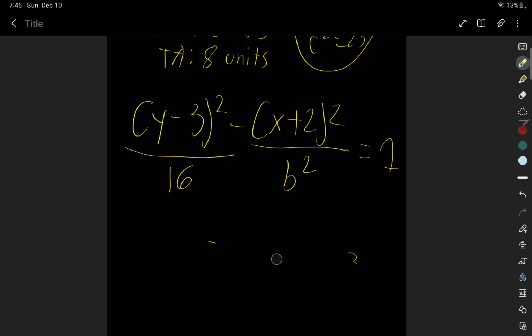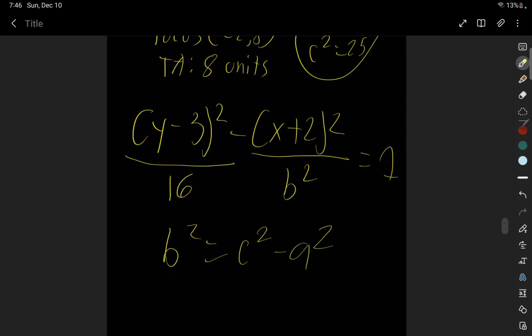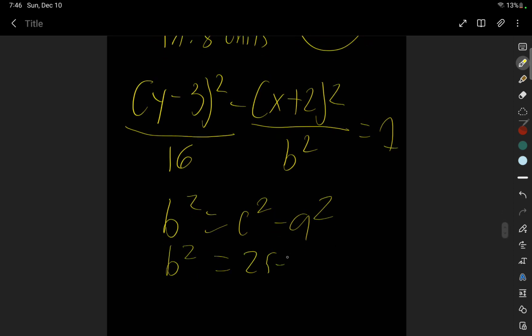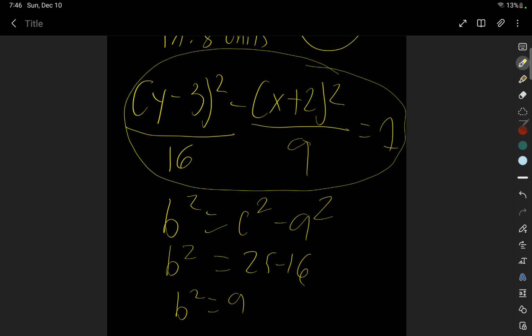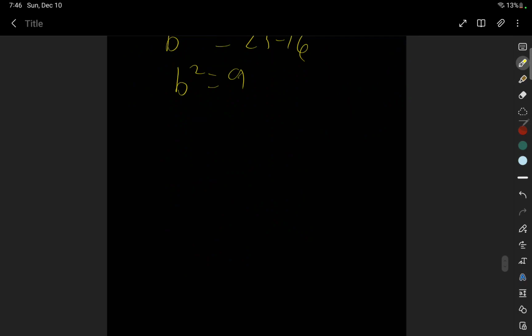Pero nasan si B squared? As I've told you earlier, subtract natin. B squared is simply C squared minus A squared. B squared is 25 minus 16, hence B squared is equal to 9. So yun na, with this format, you have now the standard equation of the hyperbola. Di ba? Dali lang gawin? Okay.